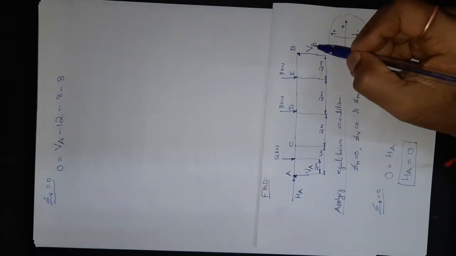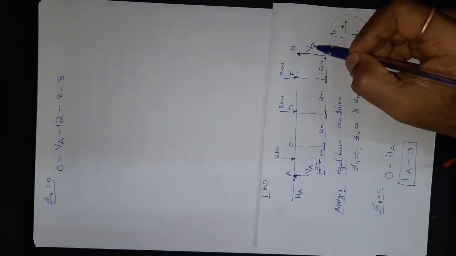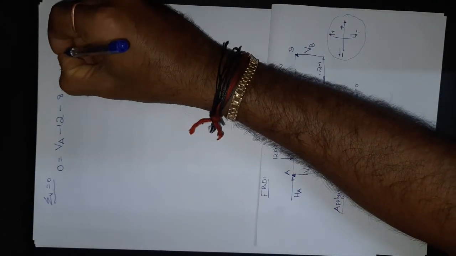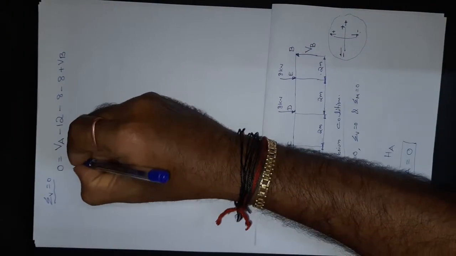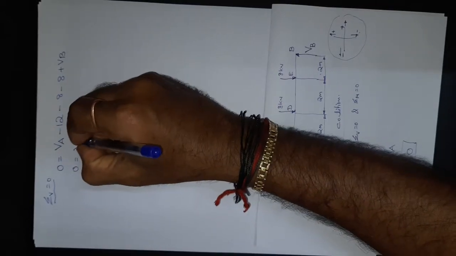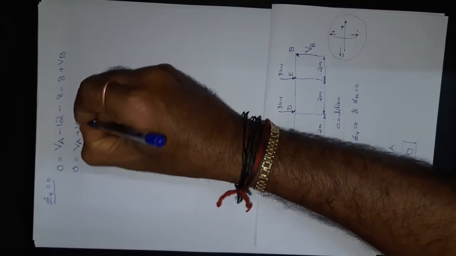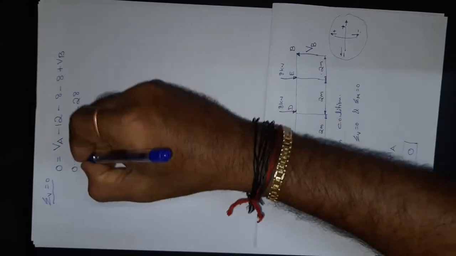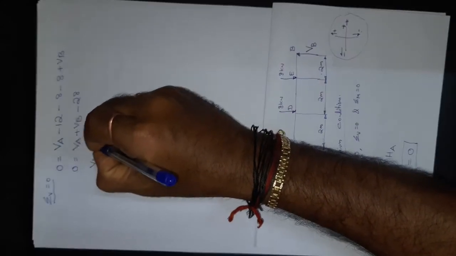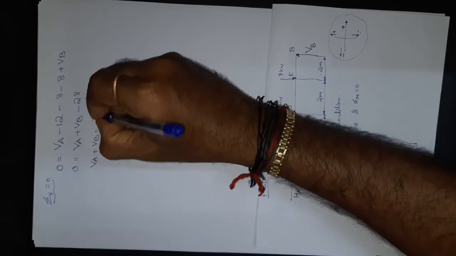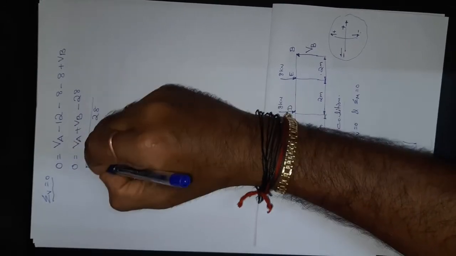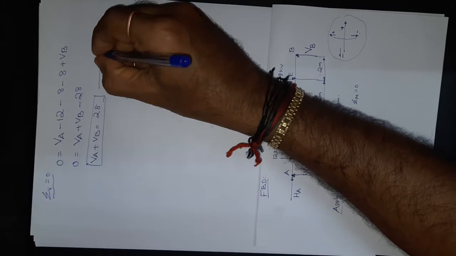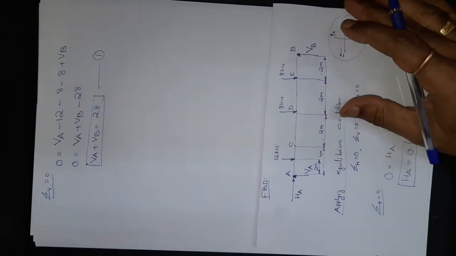And at point B, VB, which is acting vertically upwards, will carry the positive sign. So 0 equal to VA plus VB minus, we just sum this, 28. So this can be written as VA plus VB equal to 28. Let me take this as equation number 1.